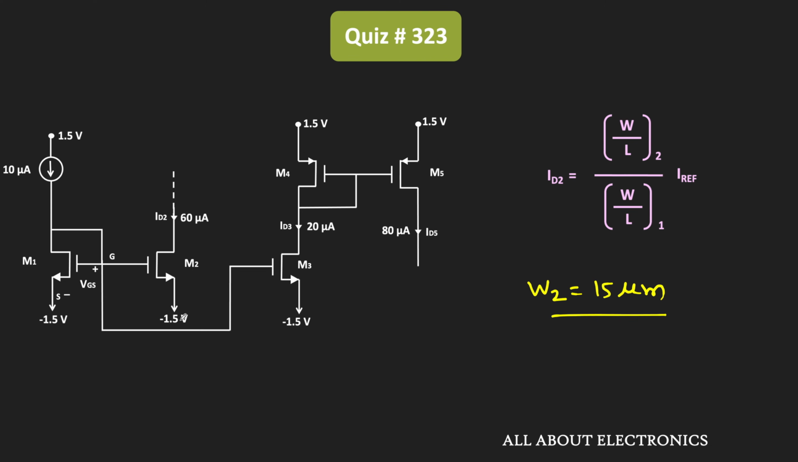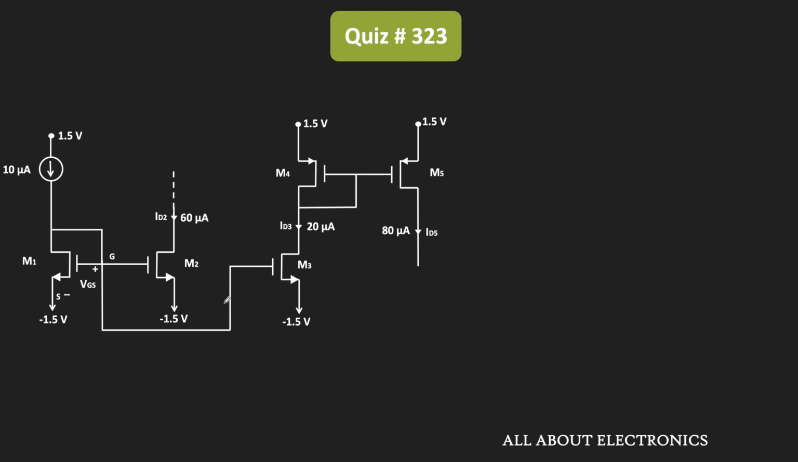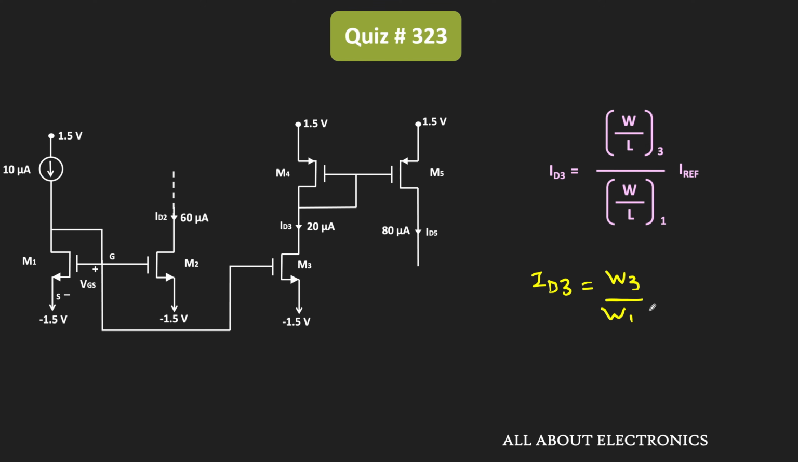Similarly, we can also find the value of this W3. So this ID3 can be given as the W by L ratio of this third MOSFET divided by the W by L ratio of this first MOSFET times I reference. Or in other words, this ID3 is equal to W3 divided by W1 times ID1.